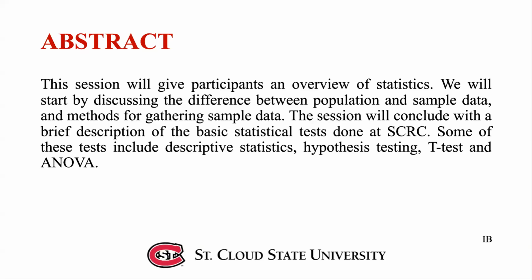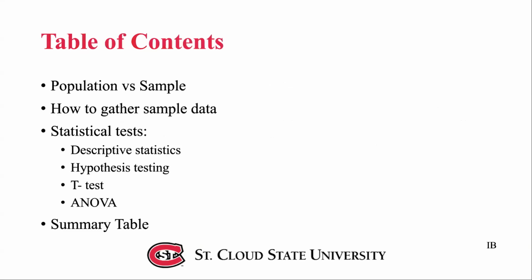Today is the second day of our three-series workshop talking about the Staff Consulting Center services that we provide. Today we'll go over briefly the different types of population and sample data that you may encounter in your research, and methods for gathering sample data. The session will conclude with a brief description of the basic statistical tests that we do at the consulting center. Some of these tests include t-tests, ANOVA, paired t-tests, independent t-tests. So I will ask Rabina to come forward and start.